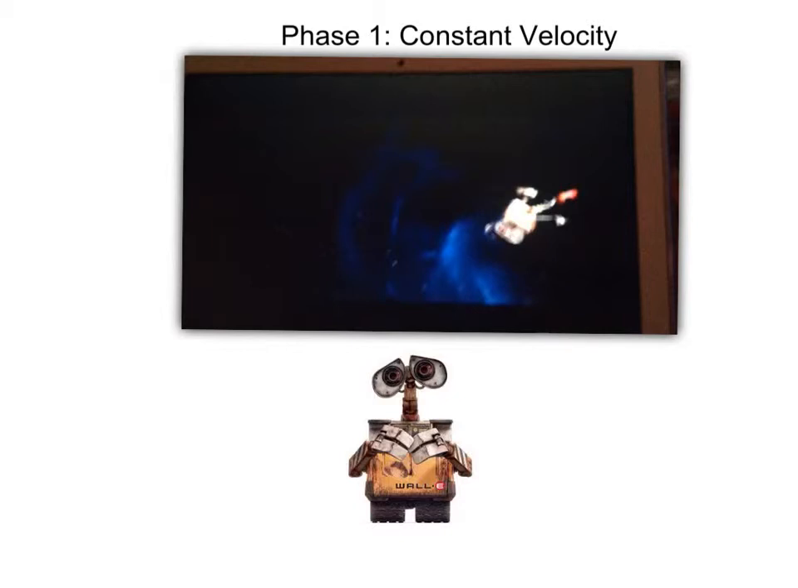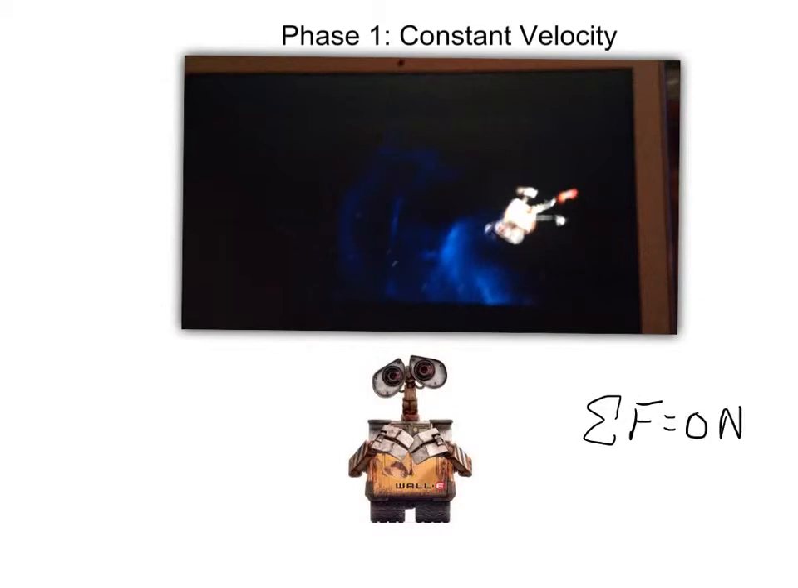Because he's in the middle of outer space, there's no gravitational force. There's nothing else pulling or pushing on him. So literally his free body diagram is just this, just WALL-E. And as we know from Newton's first law of motion, if there are no forces acting on the object, the net force on the object is equal to 0. So our way of representing that mathematically is that the sum of the forces is equal to 0 newtons.